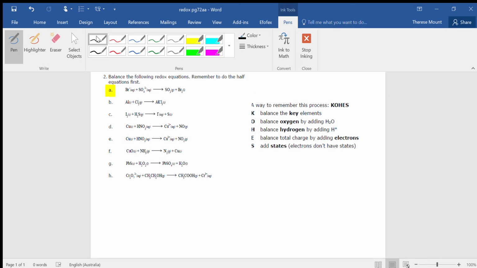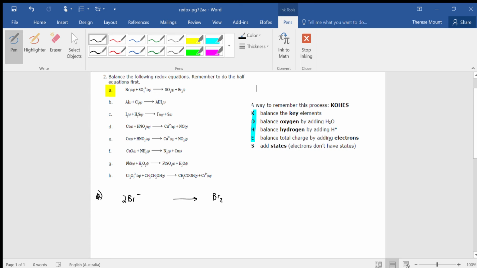So our first half reaction, this is for A, is going to be Br⁻ to Br2. Okay, so let's try and balance this first half equation. Following our Cohees method, balance the key elements first. So I'm going to have to add a 2 there. Balance the oxygen, there's no oxygen. Balance the hydrogen, there's no hydrogens.